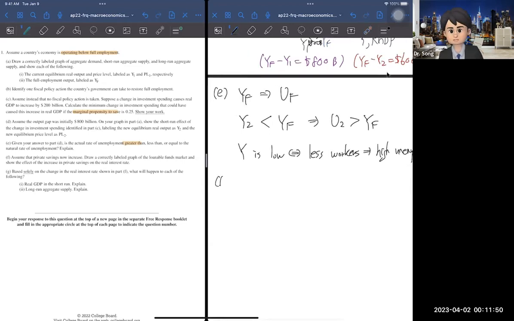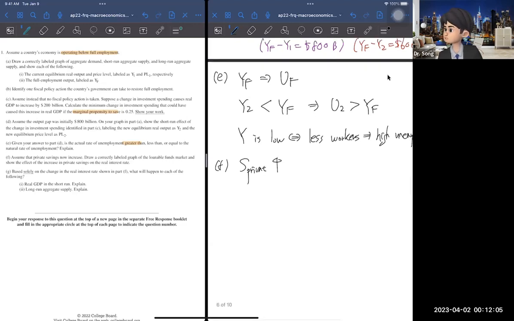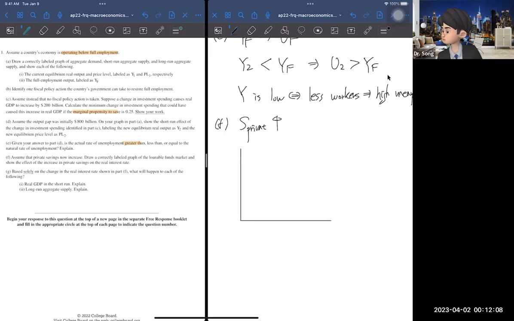So question number F. Assume that private savings now increase. So private saving increases. Draw a correctly labeled graph of the loanable funds market and show the effect of the increase in private saving on the real interest rate. So the loanable funds market, the x-axis the quantity of the loanable funds, and the y-axis the real interest rate. So you need to be very careful. The y-axis is not the nominal interest rate. It is a real interest rate. So we have a downward sloping demand curve of the loanable funds, and then we have the upward sloping supply curve of the loanable funds.